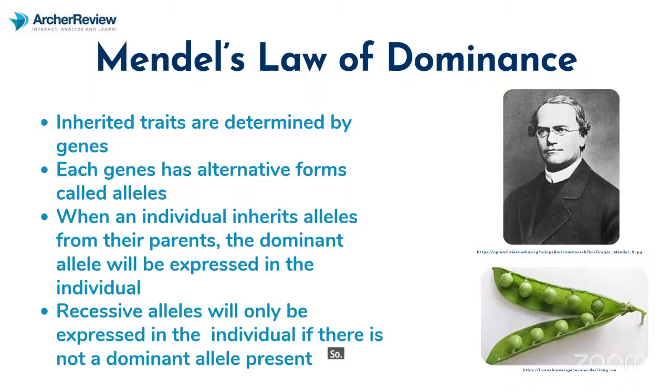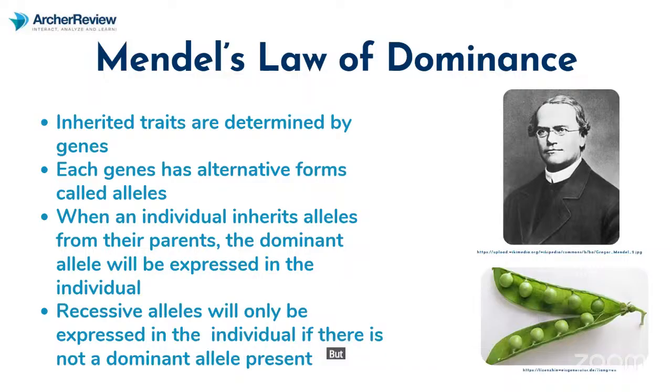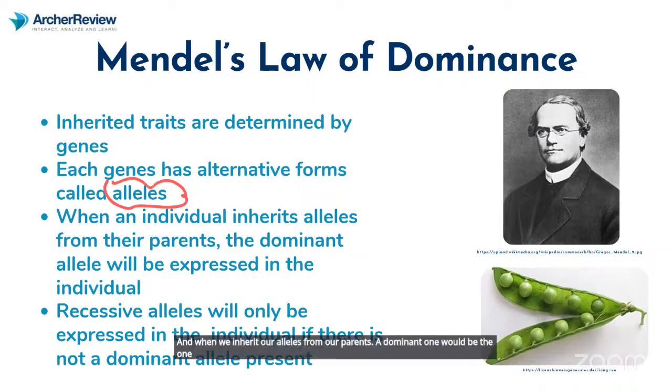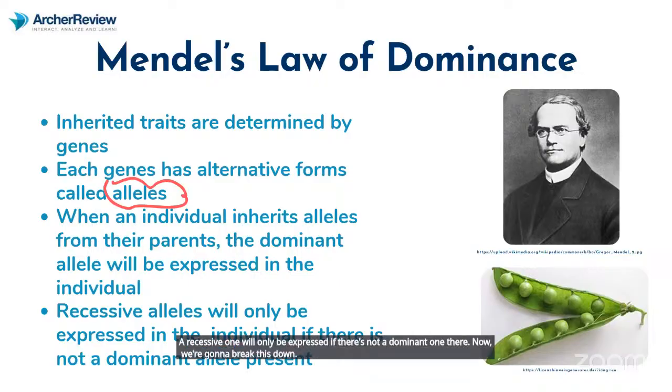So what we now know from Mendel's laws, we've got our first one here. This is Mendel's law of dominance, that traits that are inherited are determined by our genes. Remember, we talked about that. Genes reside on the chromosome. But each gene can have an alternate form, and this is known as an allele. And when we inherit our alleles from our parents, a dominant one will be the one we see. A recessive one will only be expressed if there's not a dominant one there. Now we're going to break this down, so don't panic if that still doesn't make sense to you, because this is where language that maybe you're familiar with, genotype, phenotype, homozygous, heterozygous, come from, okay?